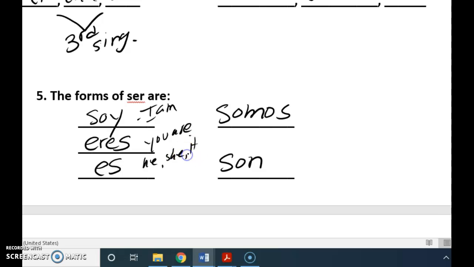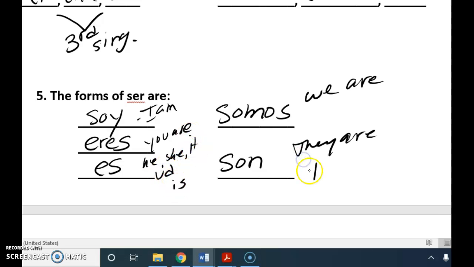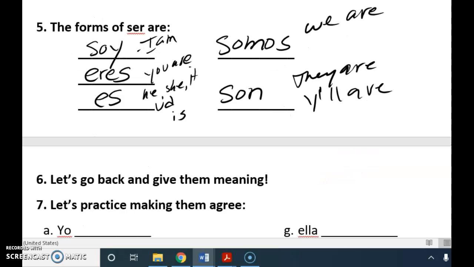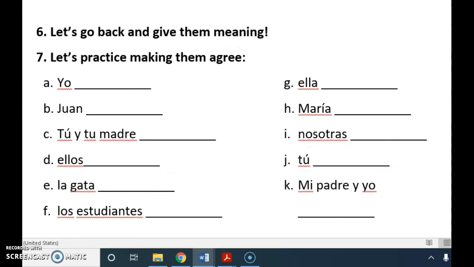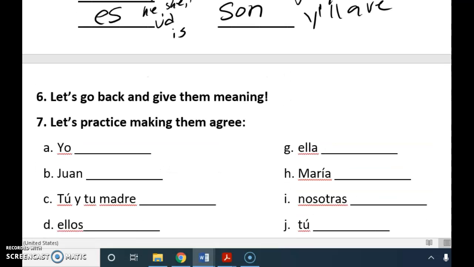Okay? We did that. So here we go. So again, picture it as transparency. So let's put it up here. Yo, subject pronoun, nosotros. I'm gonna run out of room. And then ellos, ellas. Remember, they can only line up with certain forms of the verb.